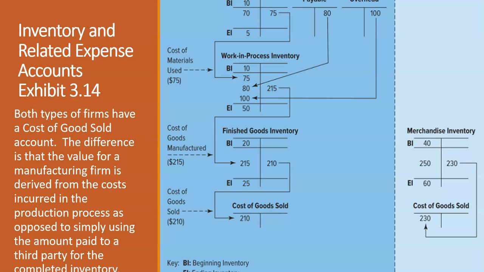This is an example of T accounts within manufacturing and merchandising. On the merchandising inventory, we have beginning inventory, inventory in and out, ending inventory, and then our cost of goods sold. The manufacturing process is more complicated as we have materials, labor, and overhead that we move to work in process inventory. Then work in process inventory gets transferred to finished goods inventory, which eventually gets transferred to cost of goods sold.